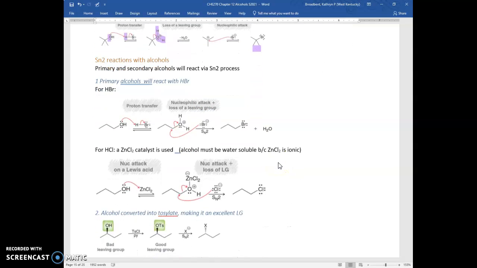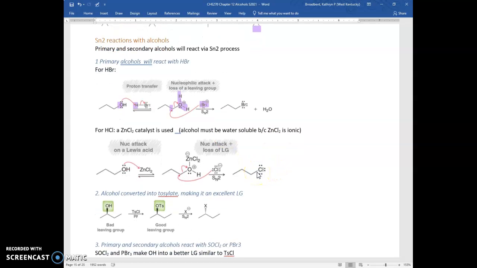SN2 reactions also occur. Primary alcohols will react with hydrogen bromide. The nucleophile attacks the proton, and then this makes a good leaving group so that the bromine can attack the carbon here.